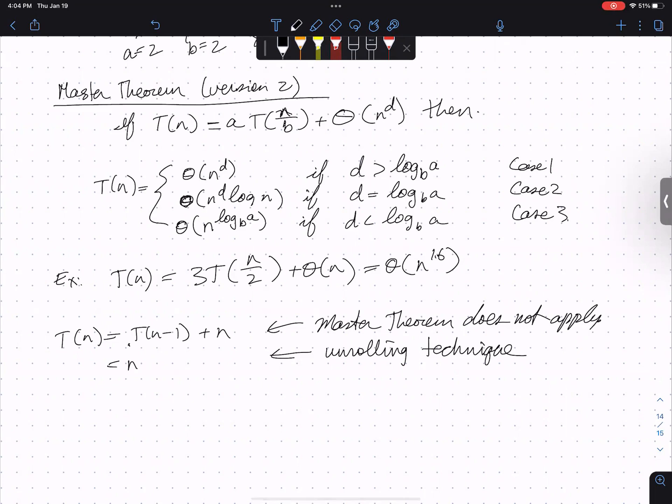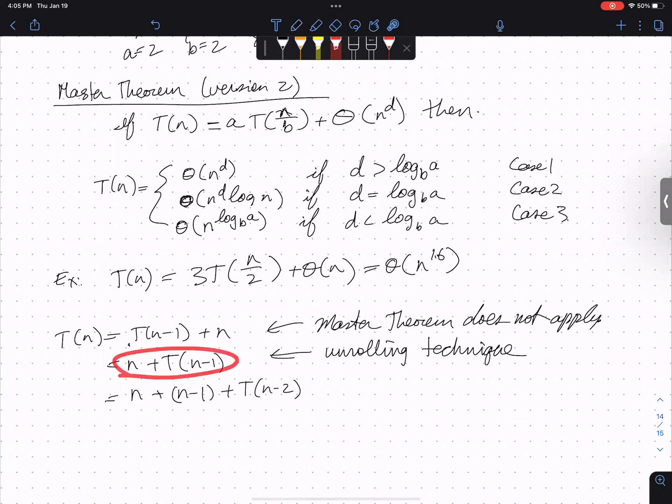Okay, so let me write it out like this. Let me put T of n minus 1, just switch the order. And now, what is T of n minus 1? Well, we just use the definition of T of n. You reduce the input size by one for a recursive call and add whatever the input size was. So T of n minus one is n minus one plus T of n minus two.